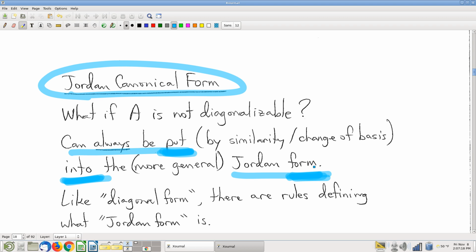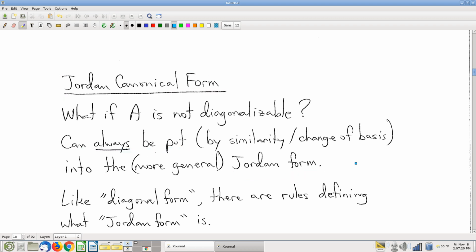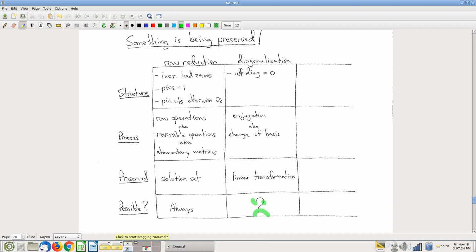Okay. All right. So let me go back over here to this page. I'm going to call this Jordan. Also, just to follow the grammatical structure, I call this Jordanization.